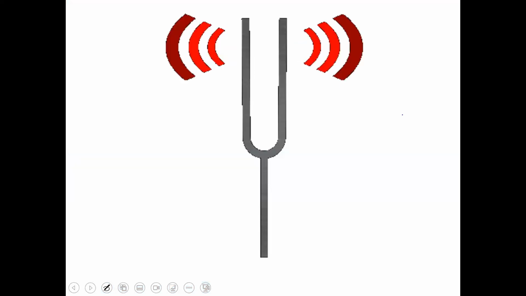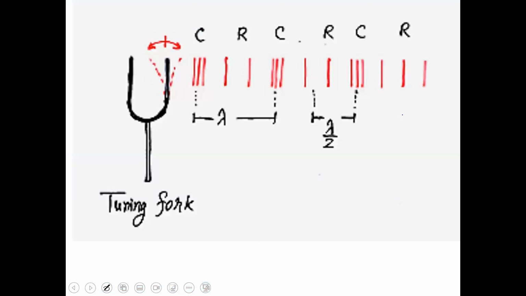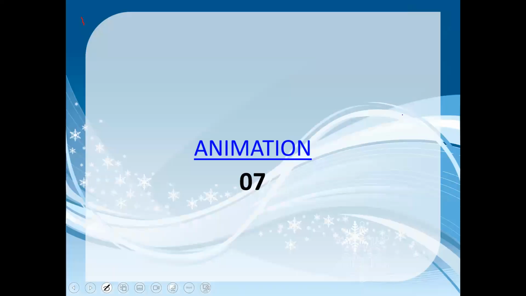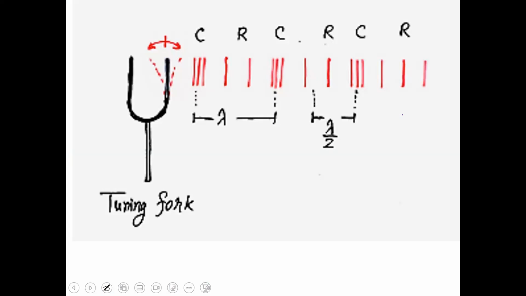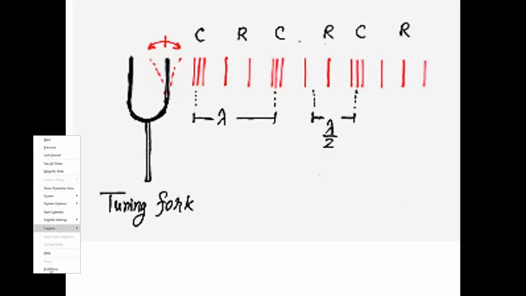This is a tuning fork. When a sound source vibrates, look at this vibration, the tuning fork. When it is vibrating, it will produce a series of compressions and rarefactions. So you have to copy this screen now.